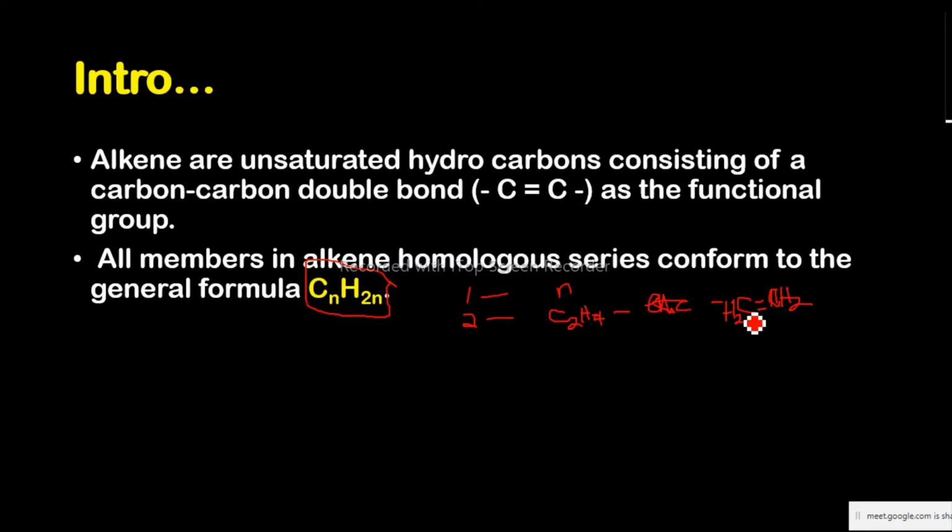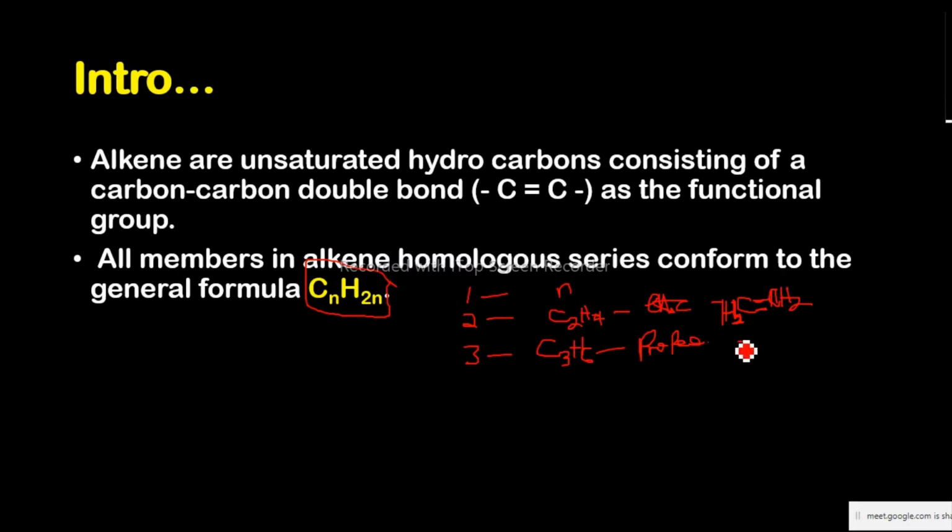So this carbon atom, for instance, has used 2 to bond with another carbon. So it has a balance of 2, and these 2 are used to bond with the 2 hydrogen atoms. Is that okay? So that's why this one is CH2, CH2. Then if you have 3, you become C3, H 3 times 2, which is 6. So this is propene. We are going to see how they are named.